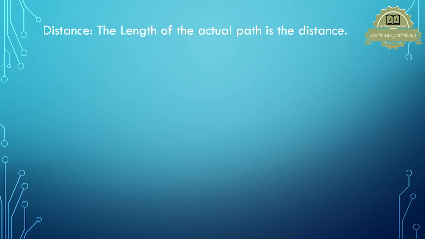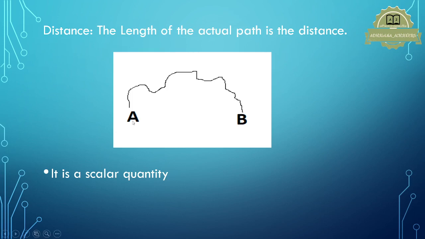What do we mean by distance? Distance is the length of the actual path. What do we mean by actual path? We will see it with a pictured example. If I take the distance between A and B, I have to calculate all the distances from A to B. If I take this as 2 kilometers, I have to calculate 2 plus 2 plus 2 plus 2 plus 2 plus 2. All these 2s will be added and given together.